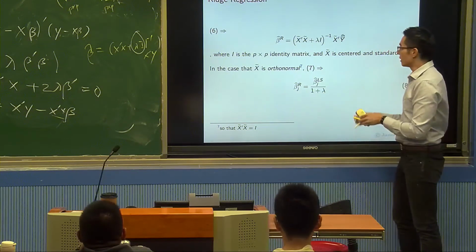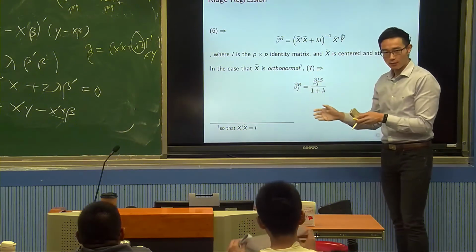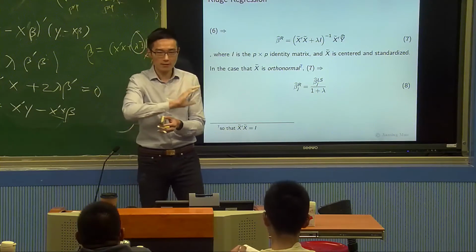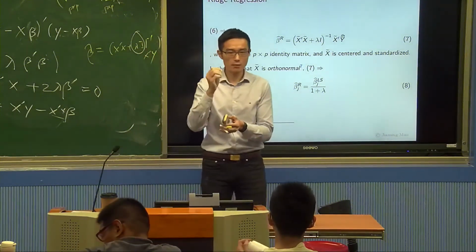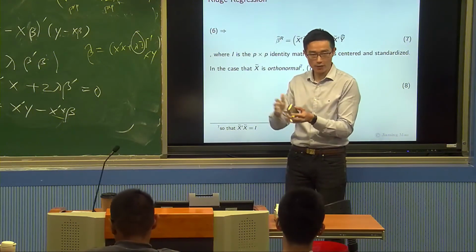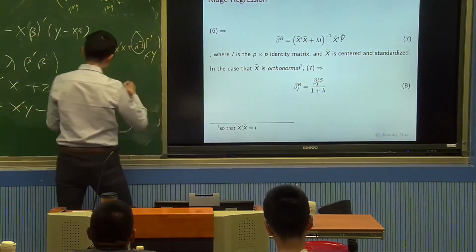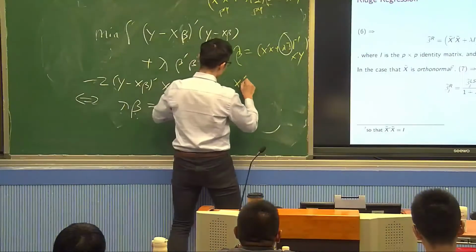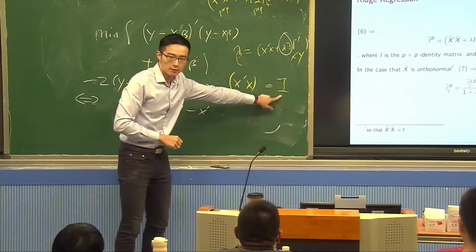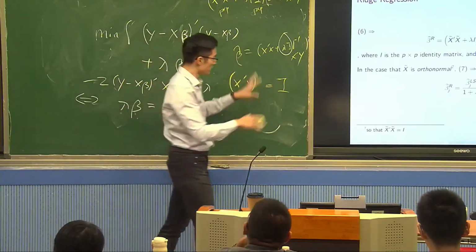Now in the special case where this X matrix is orthonormal. By orthonormal we mean, so right now all our X are standardized, mean 0, standard deviation equal to 1. If our X is also independent, every X is independent, there's no correlation, then the X will be orthonormal. Orthonormal means X prime X will simply be the identity matrix. You can check out the definition.